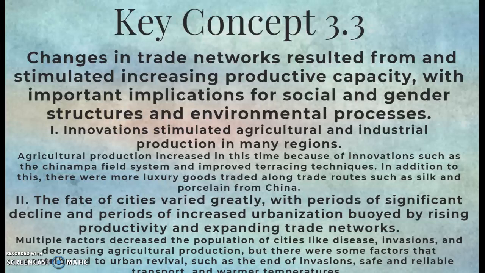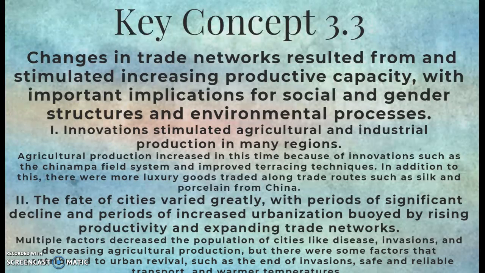Key Concept 3.3 is mainly about how trade impacted different regions, cities, and populations. The first Roman numeral is about different innovations that helped increase agriculture. These were different ways of farming and new innovations that created more farmable land or better ways to farm and grow crops.